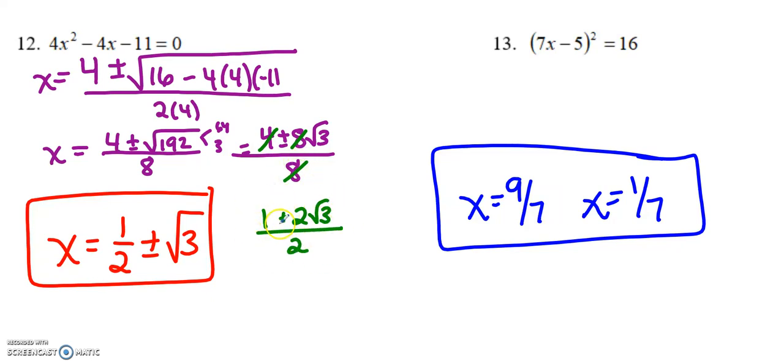This would be an okay final answer, all right? But then I chose to go one step further and write it as 1/2 plus or minus, the 2's would cancel out, the square root of 3. So these are mathematically equivalent. Either one works. All right, and that leaves us with number 13.